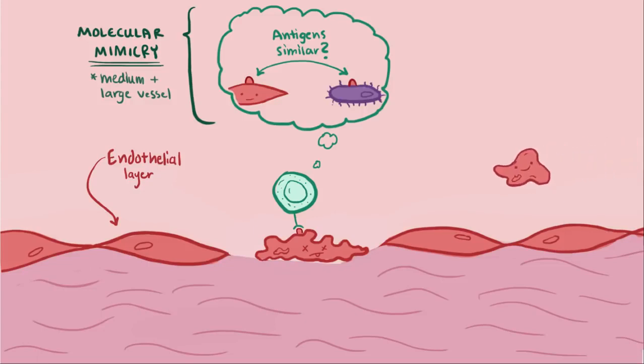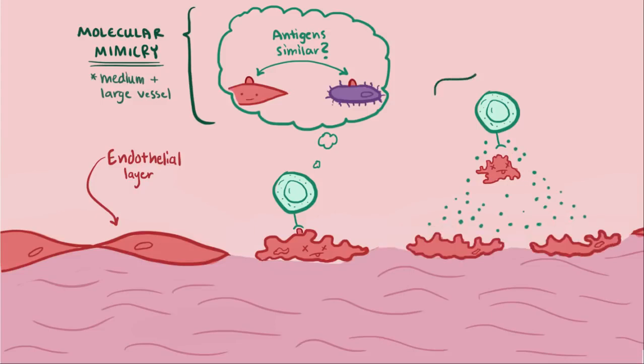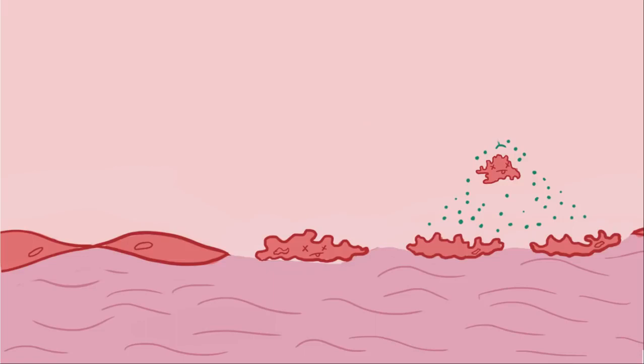Other times the immune system attacks healthy cells that are near the vascular endothelium, and the endothelial cells are only indirectly damaged. This is the situation in many small vessel vasculitides, where the immune system attacks white blood cell enzymes or other non-endothelial cell targets. Once the endothelium is damaged, either directly or indirectly, almost all vasculitis diseases progress in a similar way.